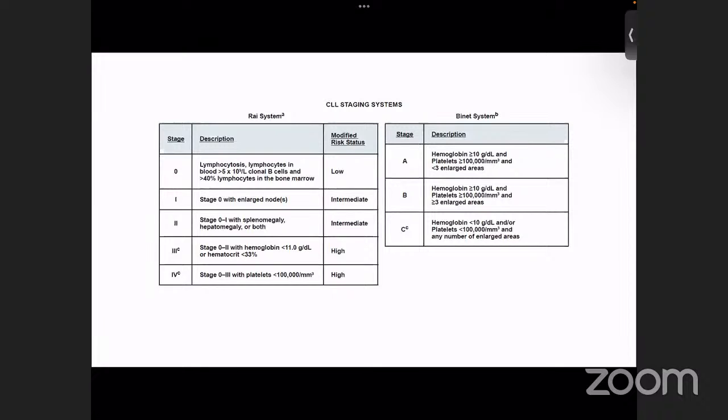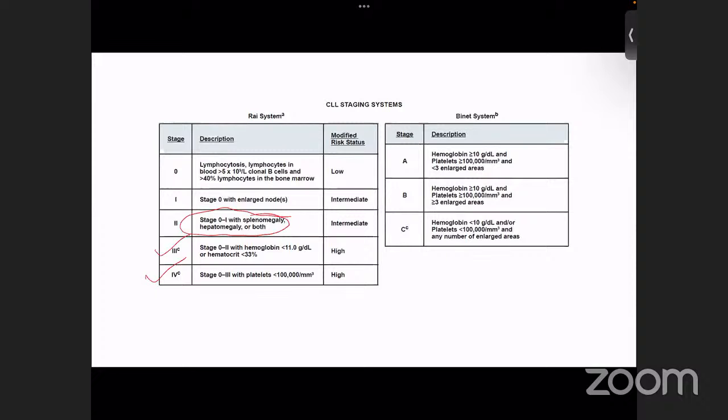So in the Rai system, there is 0, 1, 2, 3, 4. So here they have given lymphocytosis. In addition, there is splenomegaly and hepatomegaly. Okay, so it falls somewhere here. So when you get anemia less than 10, it goes into stage 3, and thrombocytopenia less than 1 lakh is stage 4. And Binet is more or less the same. So you can get questions from either of these. Okay, so simple straightforward staging question.